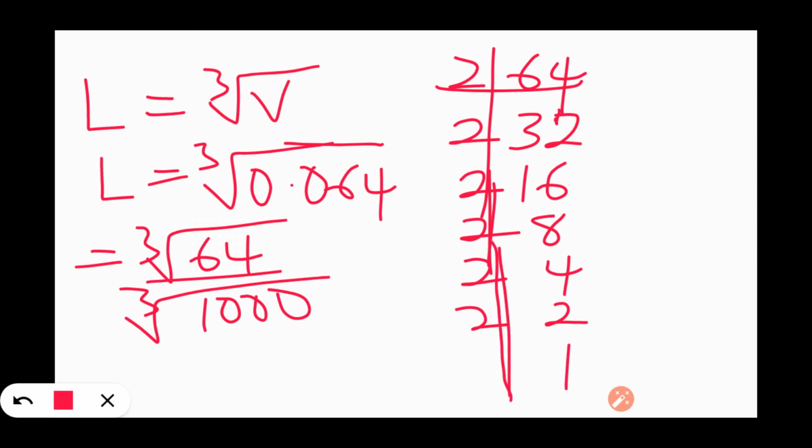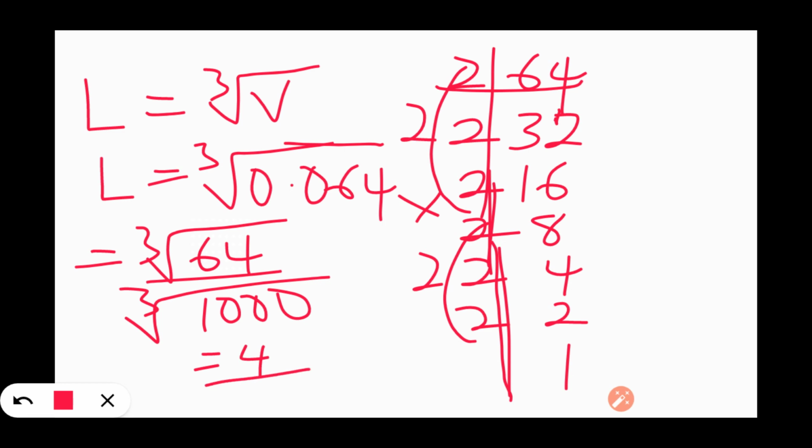I group them in what? 3s. Let's do that. 1, 2, 3. I take one pair here. 1, 2, 3. I take one out. Okay. 2 times 2 is what? 4. Meaning, the cube root of 64 is 4. The cube root of 1000 is 10. I didn't solve that because we found the cube root of 1000 in our last lesson. I feel we listened attentively and we all know how to find the cube root of 1000. So let's look at this answer. This gives me 4 over 10.